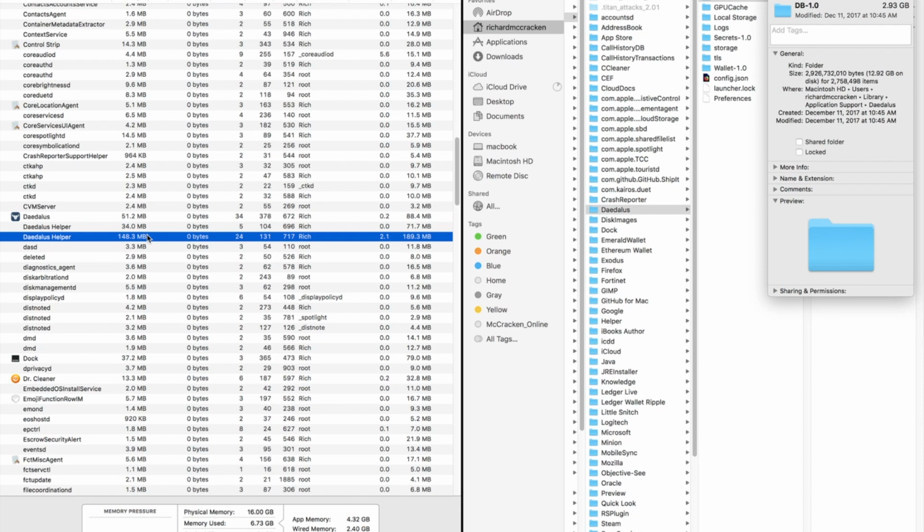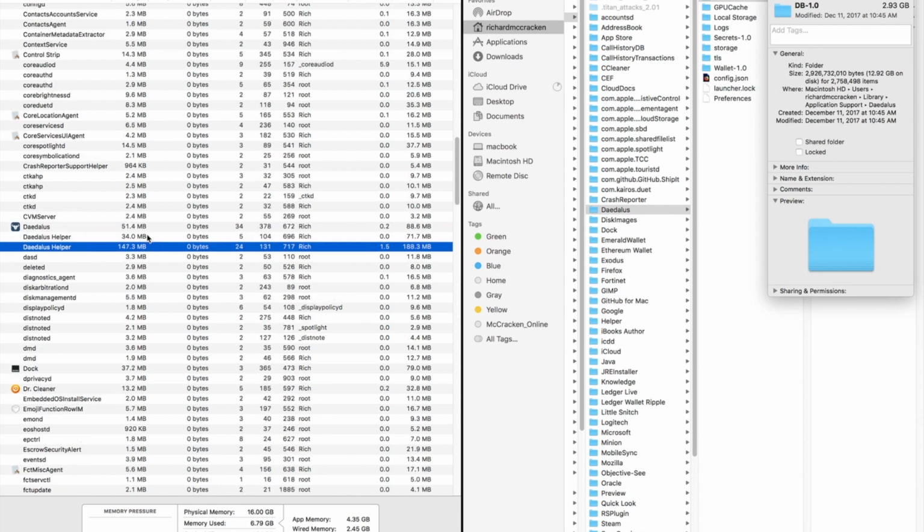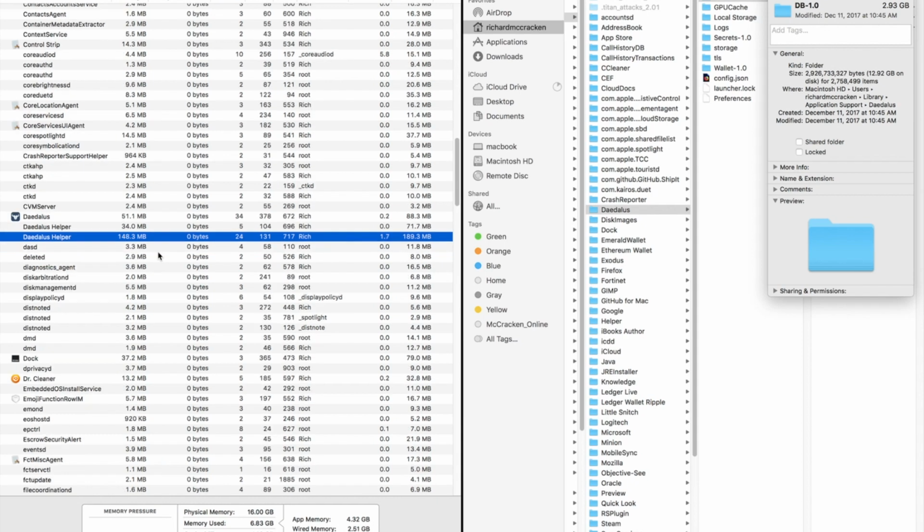Here's the biggest change. There's only 2 Daedalus helpers, 148.3 megabytes, the previous one was 572 megabytes, and the third Daedalus helper is gone, and that was 574 megabytes. So there's a good 1 gigabyte savings on the Daedalus helper, memory savings alone. Really good. Really nice upgrade there.